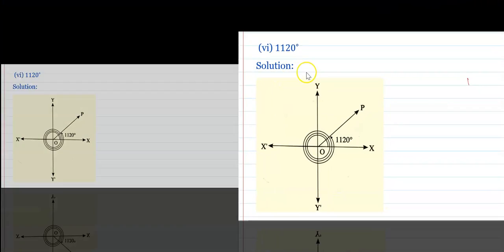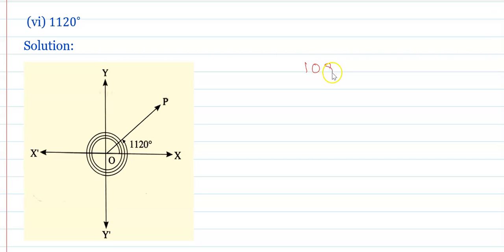1120 means what? We will take 1080 plus 40 degree. In this way also we can do it. That is 6 into 180 degree plus 40 degree. Okay, that is 6 times 180.